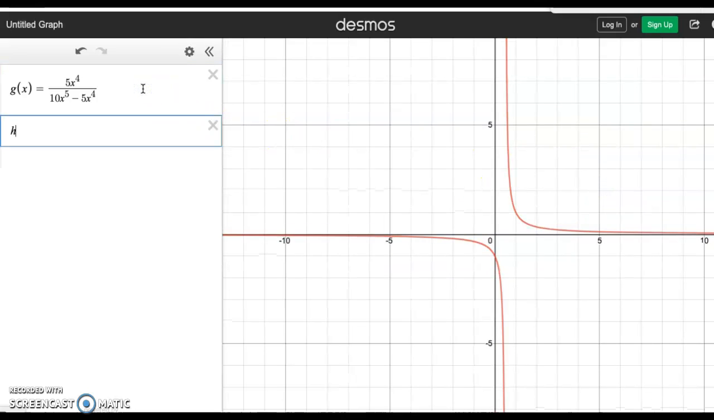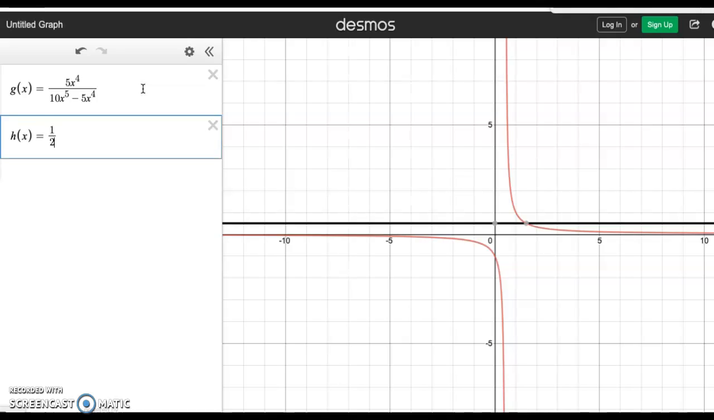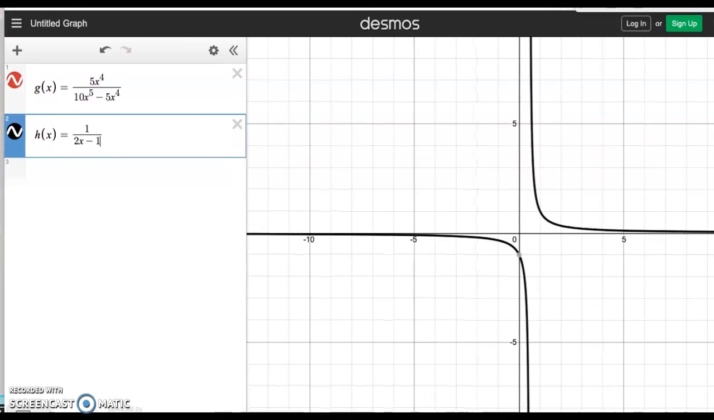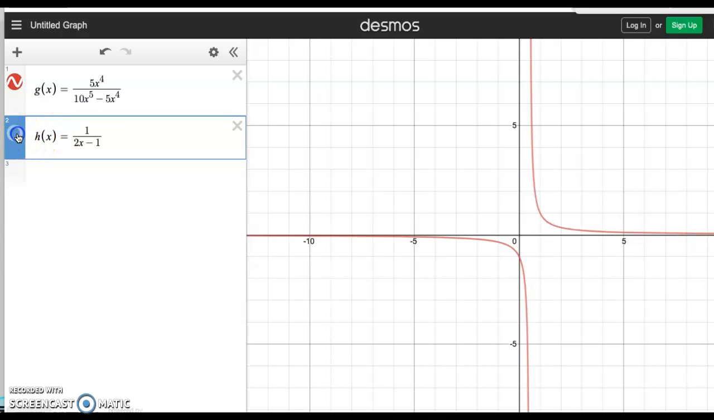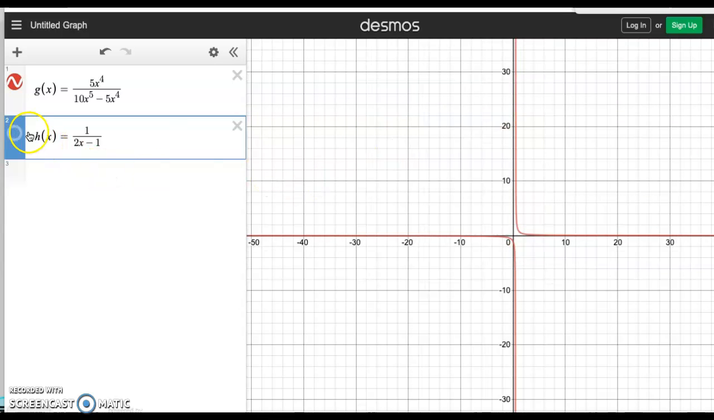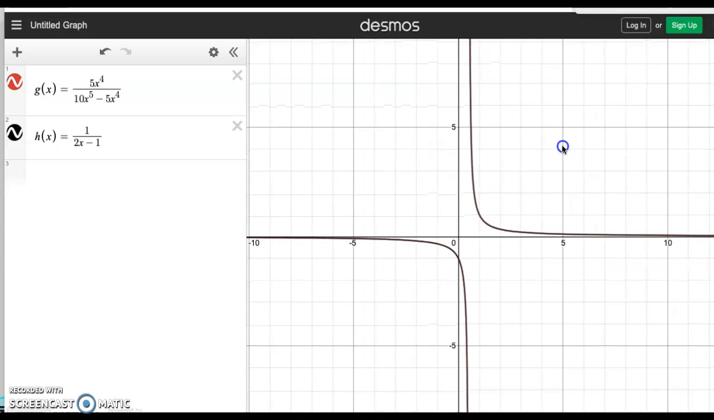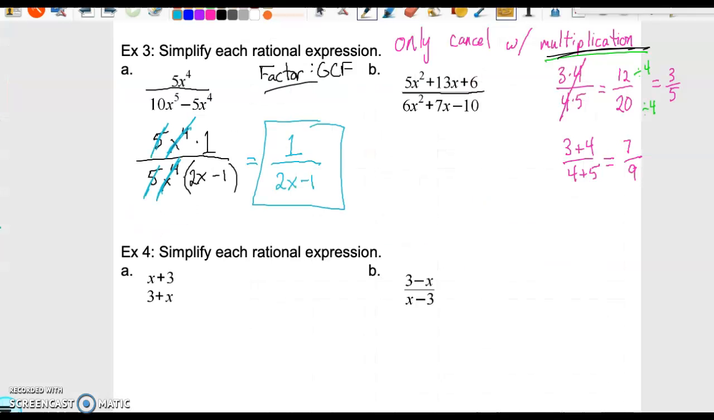But let me give you a new graph, which is equal to 1 over 2x minus 1. And let me move I think I can move this thing over a little bit. There we go. And I'm just going to unhighlight and re-highlight. My black curve is falling everywhere directly on top of my red curve. And I can zoom out and still see that. So that's a way that you can double check that you simplified correctly, is by playing around with Desmos.